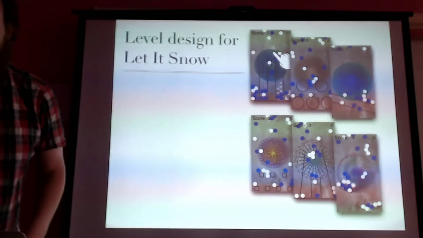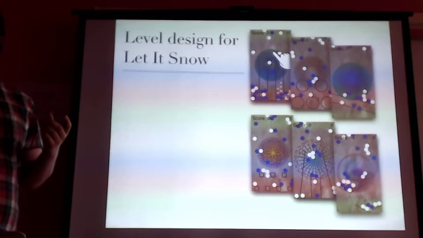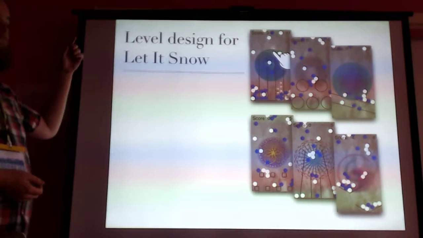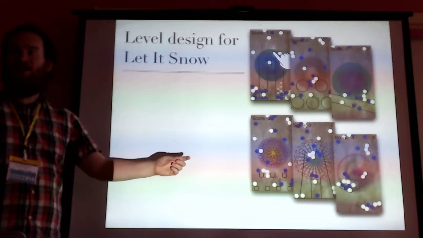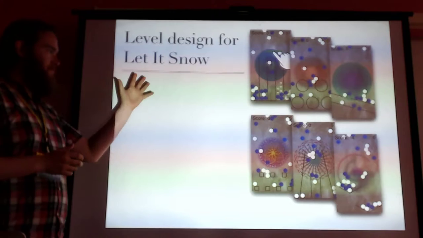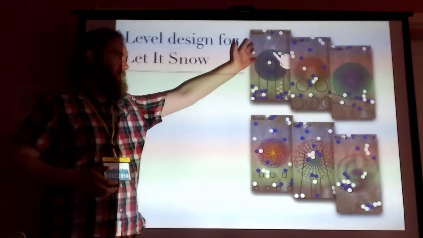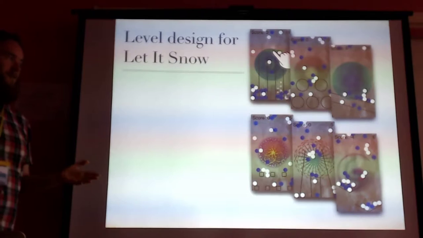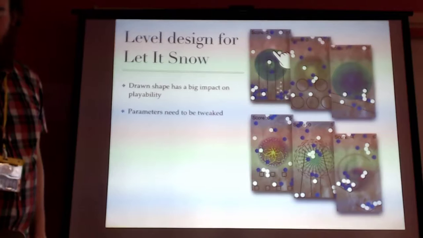Now, of course, when I do that, I might get something that's far too easy or far too difficult. The parameters in the original level, meaning how fast the balls spawn, how many per second, how fast they fall down the screen, the size of the balls, whether they're large or small, were all tweaked to give a reasonable level of difficulty for the vertical lines. As soon as you change the layout of the level, that could completely change that difficulty scaling. So the shape that we draw has a big impact on the playability, and we need to tweak those parameters in relation.